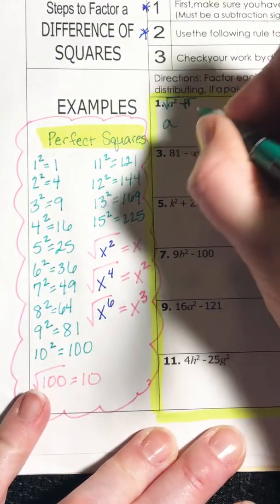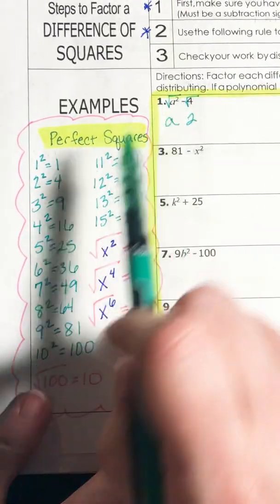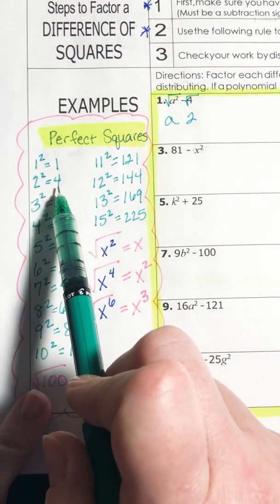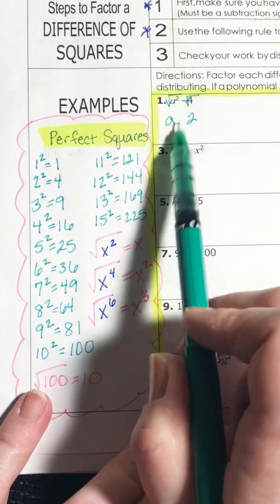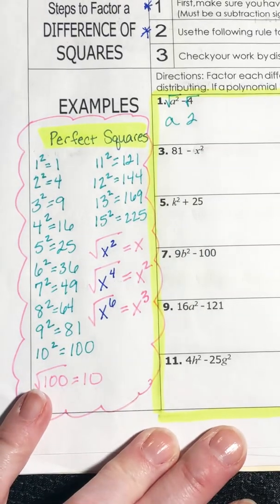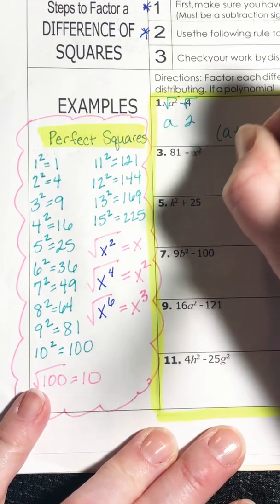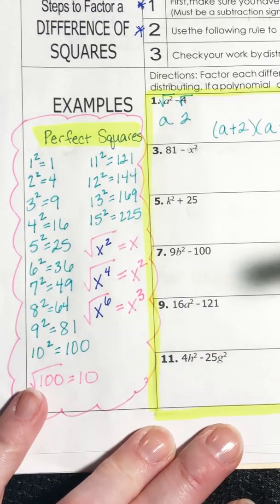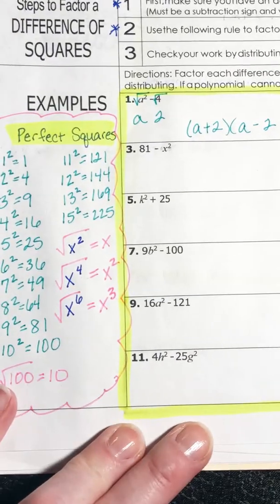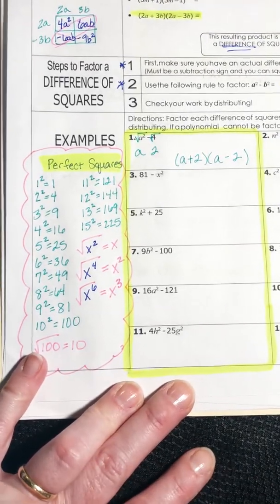Square root of 4 is 2. Okay, and I know y'all all know that one, but what I can do is look at my list of perfect squares over here and say, okay, here's 4. That means the square root is 2. So, yes, it's a difference. Yes, these are squares. So now I can just write it in factored form, and that's going to be a plus 2 times a minus 2. And that's it. That's all we have to do there for the factoring, okay, when it's a difference of squares.